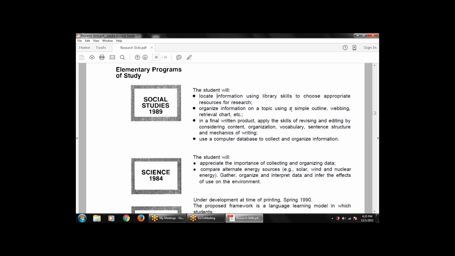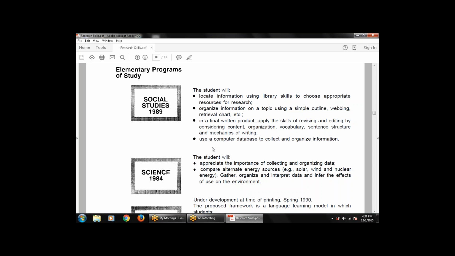Next, in a final written product in social studies, apply the skills of revising and editing by considering the content, organization, vocabulary, sentence structure, and the mechanics of the writing. That is, whenever the final result is produced, there is a concept of revising and editing by considering these aspects. Also, use a computer database to collect and organize the information.